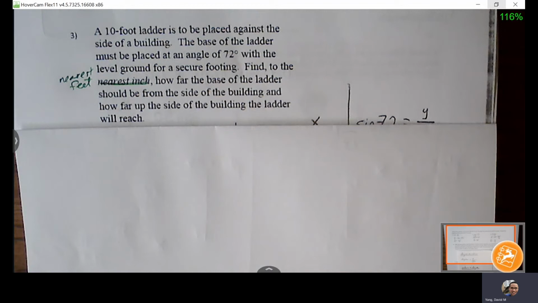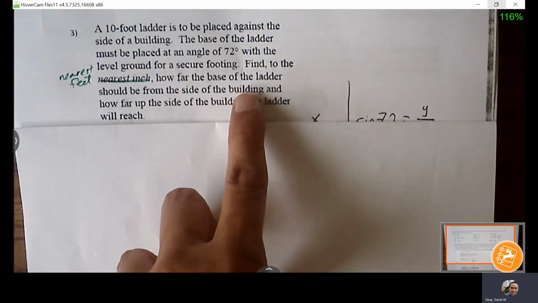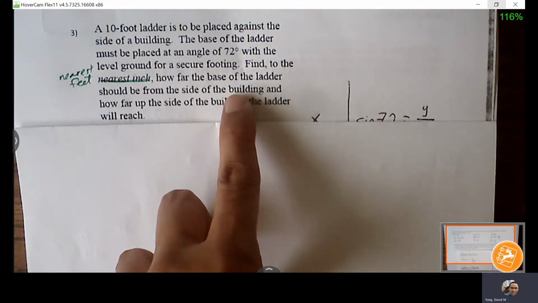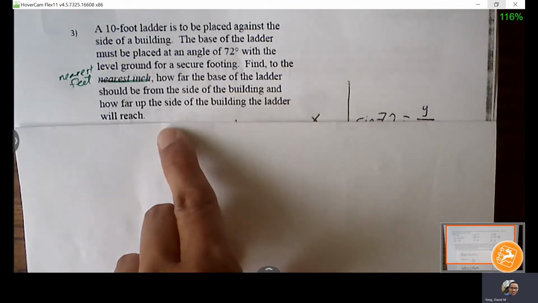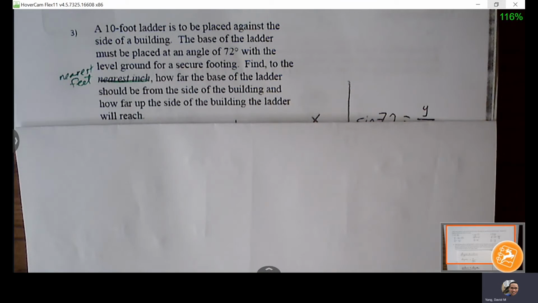Okay, so draw your diagram. You know your diagram is going to fit into the shape of a right triangle. Your ladder is going to be the hypotenuse leaning against the wall. It says find how far the base of the ladder should be from the side of the building and how far up from the side of the building it will reach. So you're finding two variables. You're finding both the horizontal and the vertical. Find one first, and then we'll worry about finding the other one.